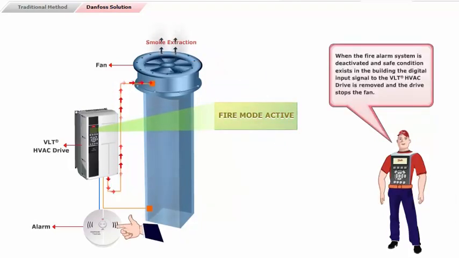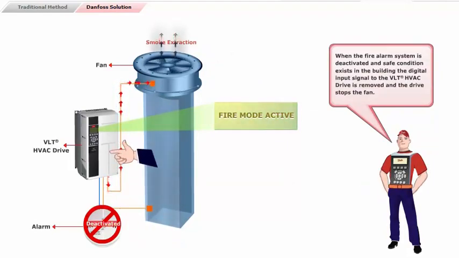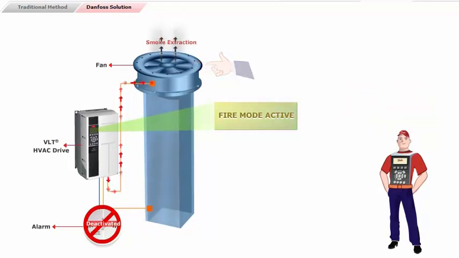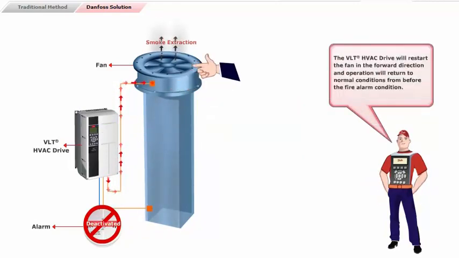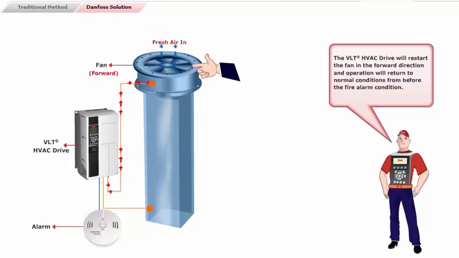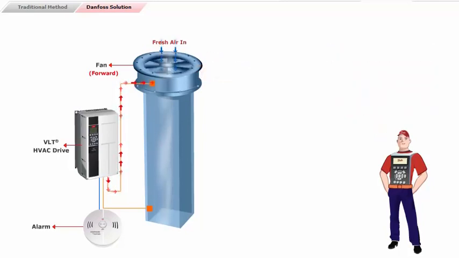when the fire alarm system is deactivated and safe conditions exist in the building. The digital input signal to the VLT HVAC drive is removed, and the drive stops the fan. The VLT HVAC drive will restart the fan in the forward direction, and operation will return to normal conditions from before the fire alarm condition.